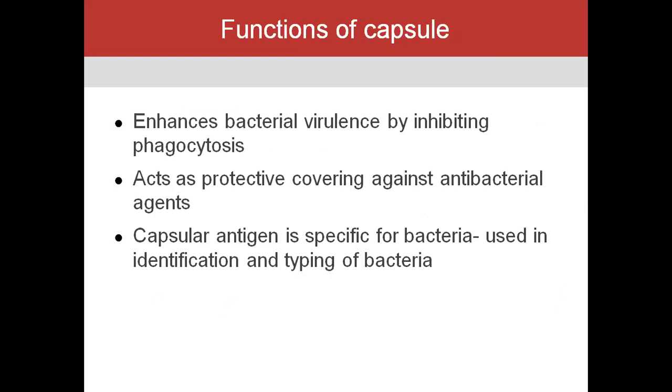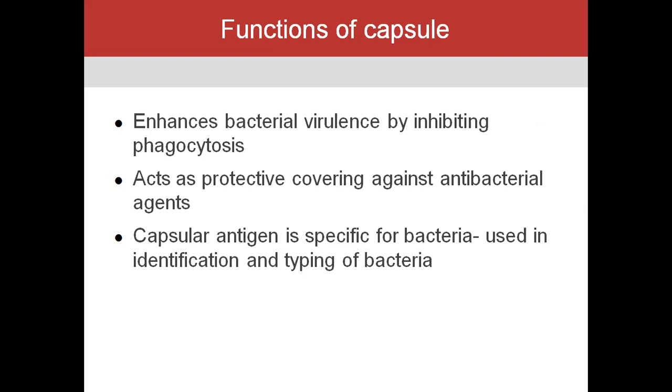Next, functions of the capsule. So what are the functions of the capsule? The capsule enhances bacterial virulence by inhibiting phagocytosis. Phagocytosis is the engulfment of bacteria by neutrophils. The capsule is present as a protective covering above the cell wall. As I told you in the previous slide, some antibiotics such as penicillin act upon the cell wall of the bacteria. As the capsule is present as a protective covering above the cell wall, these antibacterial agents cannot work on the cell wall, so it increases the virulence. Virulence is the ability of a strain to produce disease. It inhibits the phagocytosis process, which is a protective mechanism.